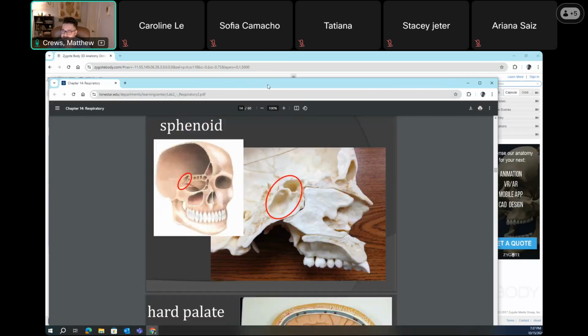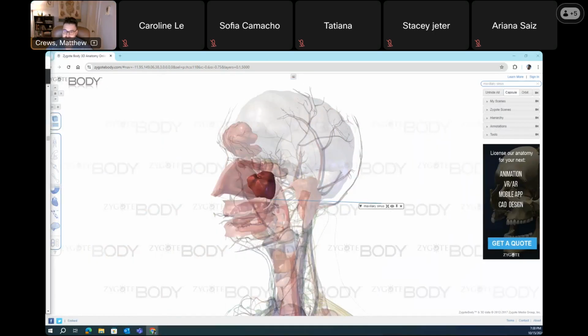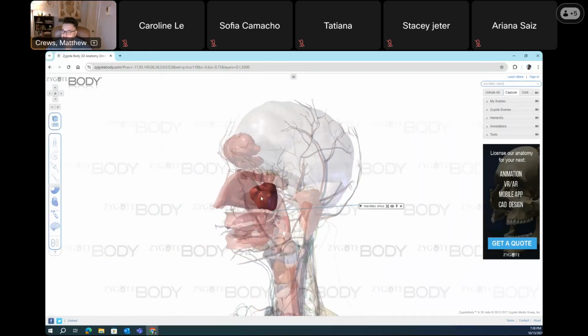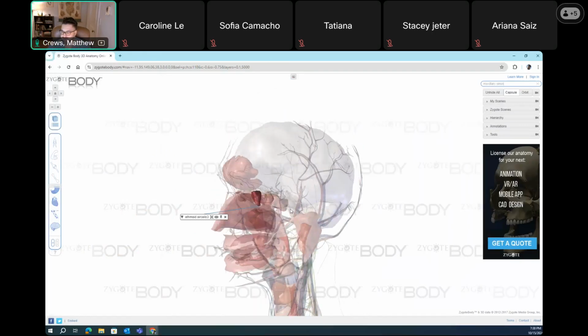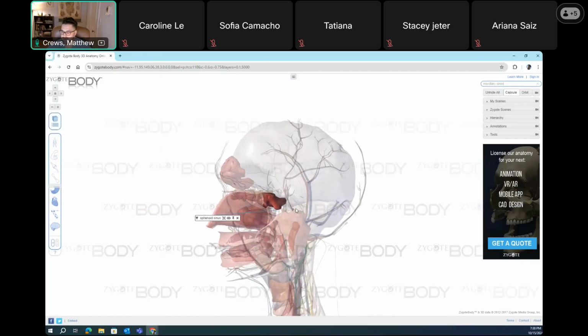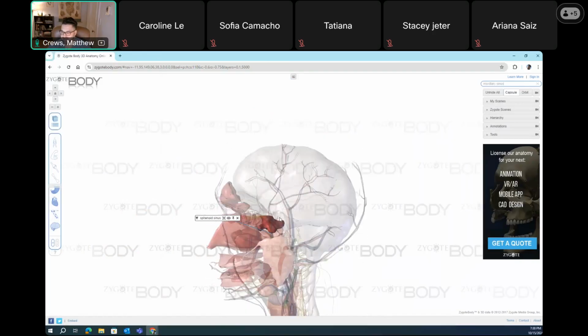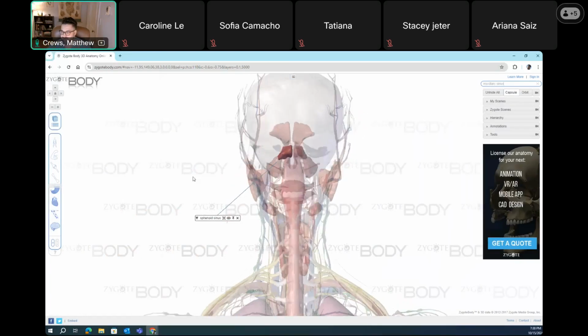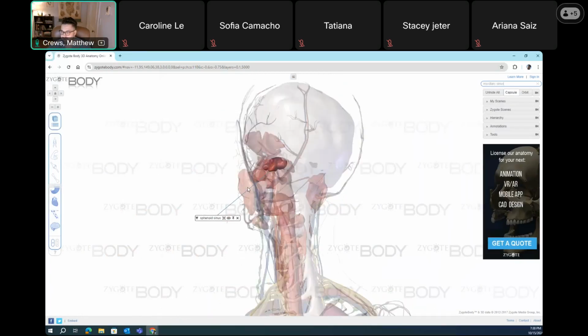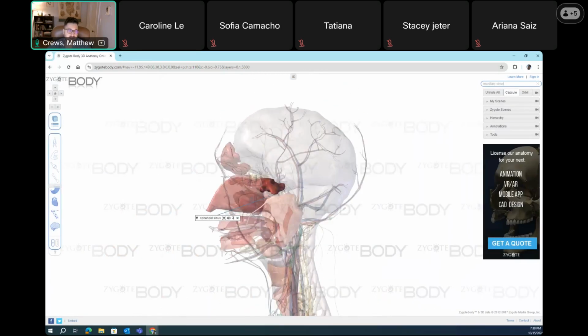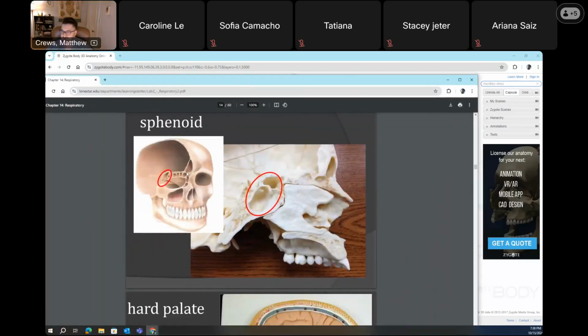Right? And then your sphenoid is right next to your ethmoid. So this is your ethmoid air cells right here. This is your sphenoid sinus, and it's in the very, very back. You can kind of see that, and you can see it here. So ethmoid is here, sphenoid is here.